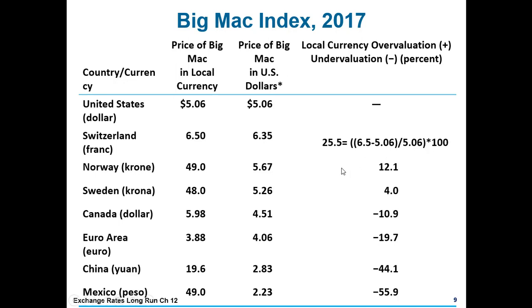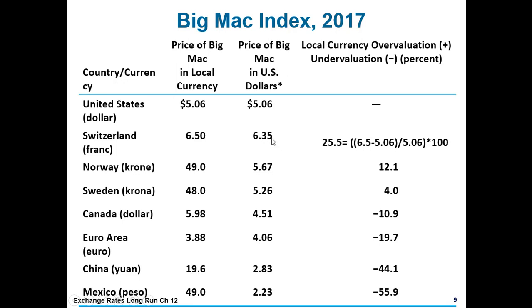My emphasis is simply if the local currency price is higher than the US dollar price. So in this case, $6.35 minus $5.06 is going to give you a positive amount. That means that the Swiss franc is overvalued. The calculation here, I've drawn it out so you can see, is intended to emphasize that difference, but then to translate it into a percentage.